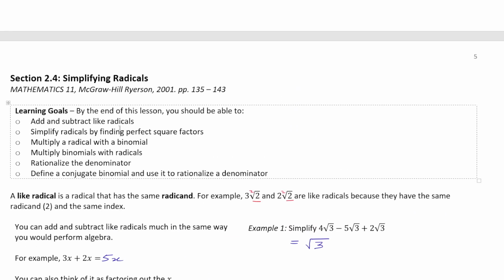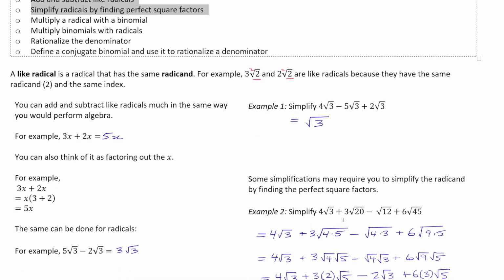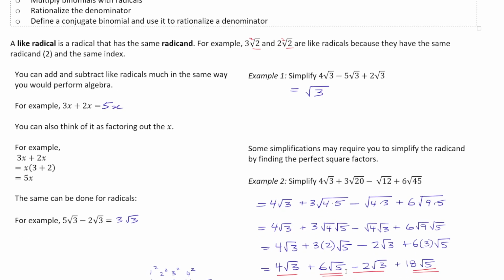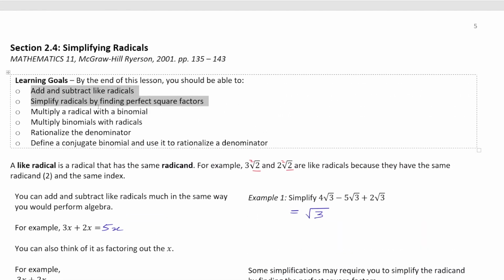Okay, so here we go. That actually covers the first 2 learning goals of today. We're adding and subtracting like radicals, and we simplified radicals by finding perfect square factors. Now what we're going to do is look at multiplying a radical with a binomial and then multiplying binomial radicals.